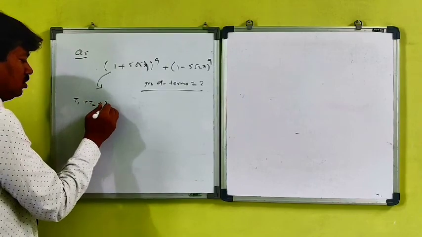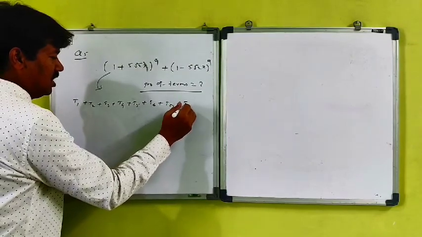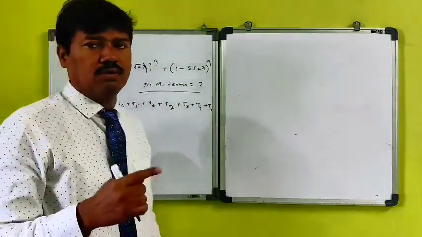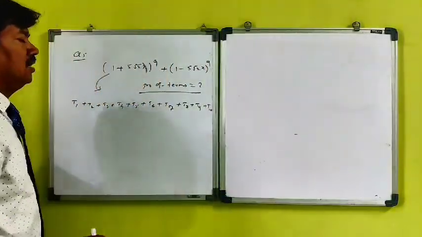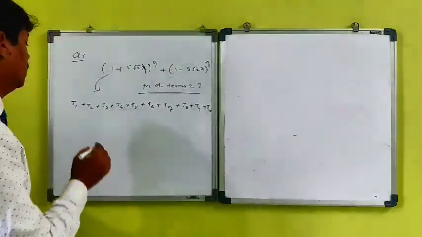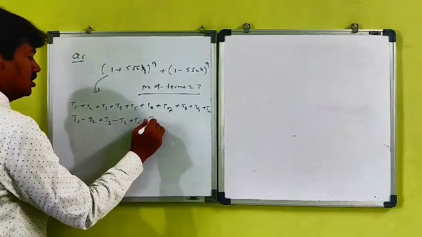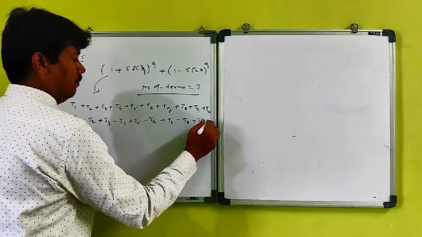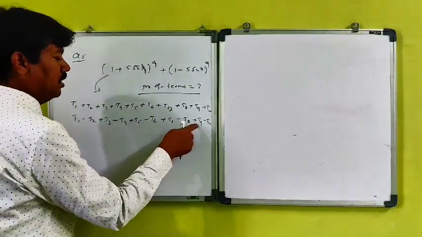T1 plus T2 plus T3 plus T4 plus T5 plus T6 plus T7 plus T8 plus T9 plus T10. Always there is one extra term. Whatever the power is, if the power is n, then there are n plus 1 terms. So this is what? There are 10, and here it is minus. Because of the minus sign, the alternate plus minus will come. So the terms will be T1 minus T2 plus T3 minus T4 plus T5 minus T6 plus T7 minus T8 plus T9, and then minus T10. Plus minus plus minus, like this.